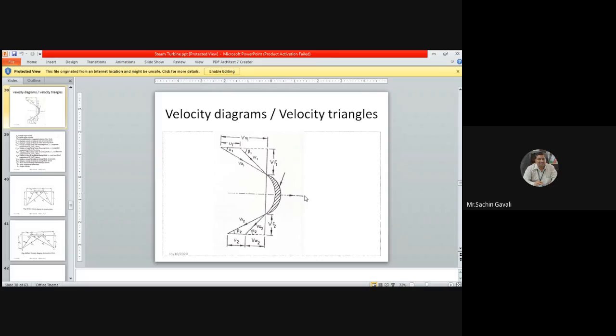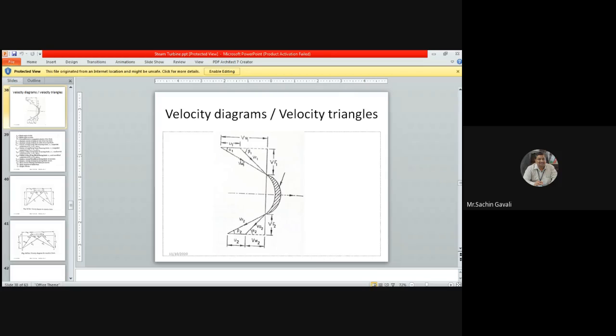Now here this is VA1, which we consider as C1 or V1. This is the velocity from the nozzle. Here one nozzle is there, and from this nozzle the steam is flowing in the tangential direction to the tip of the blade, and that velocity component we call V1.